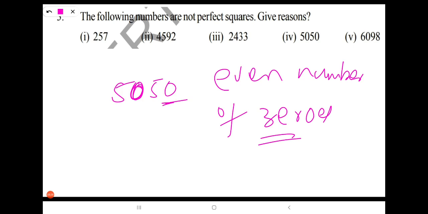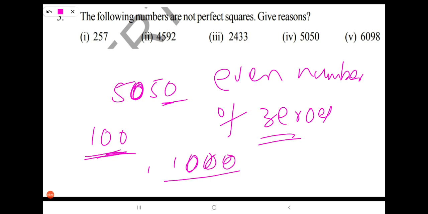Suppose 100 is a perfect square because it has 2 zeros. It is ending with 2 zeros. Suppose 1000 is there. Is it a perfect square? No, it is not a perfect square because it has an odd number of zeros. It is ending with an odd number of zeros.